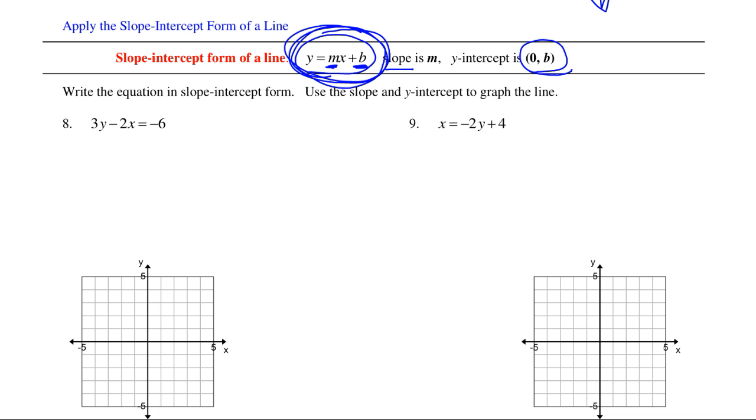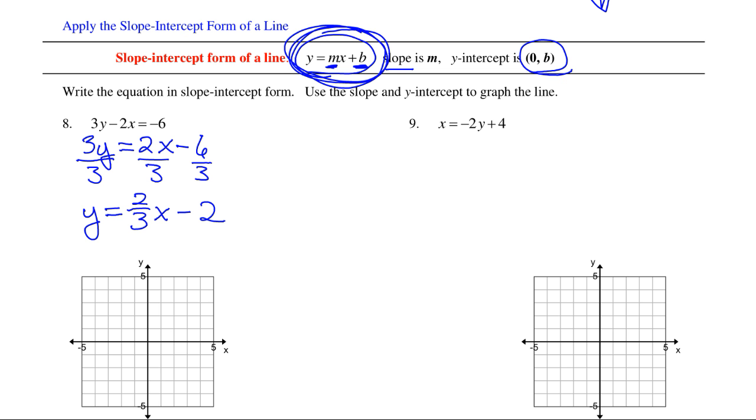So I'm going to work on number 8. I'm getting the 3y by itself first. So I'm going to move that 2x over, or add it. So I'll have 2x minus 6 on the right. Then I'm going to divide each term by 3. When I do that, it simplifies so that I have y equals 2/3 x minus 2.